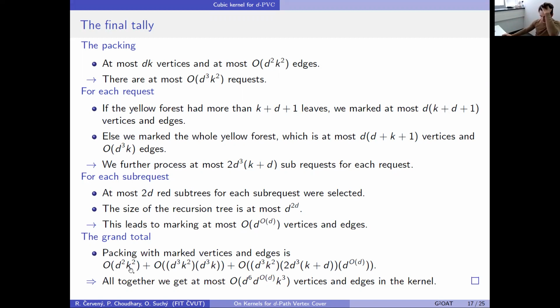So together we have the edges of the packing. Then we have the edges of the yellow subforest for each request. And then we have for each request and each subrequest for that request the sizes of the red subtrees together. And this together gives us some d to the d, but k cubed vertices and edges in the kernel. And that's what we wanted to show. Okay, so this is everything for the cubic kernel.